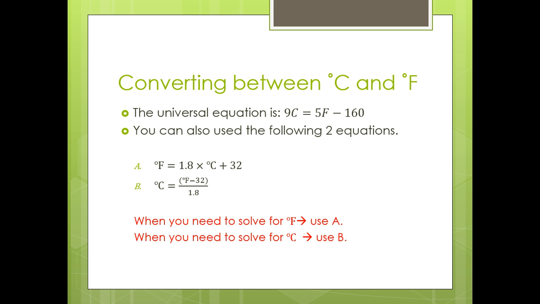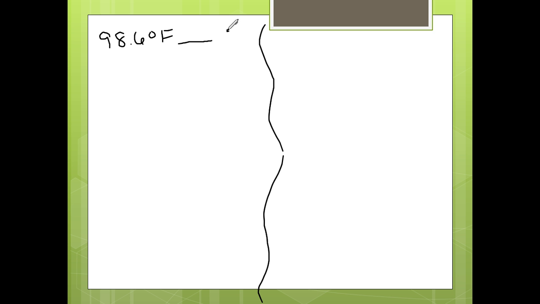I like to use the 2 equations because you can choose: if you're solving for degrees Fahrenheit, we're going to use equation A. If we're solving for degrees Celsius, we're going to use equation B. So let's go ahead and take a look at some examples here for you. I'm going to split the screen into 2. I'm going to say that I have 98.6 degrees Fahrenheit, and I want to know how many degrees Celsius that is. Now because I'm solving for degrees Celsius, I'm going to use the equation degrees Celsius is equal to F minus 32 divided by 1.8.